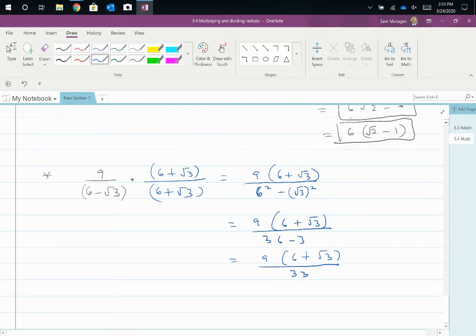And then notice that 3 into 9 goes 3 times, 3 into 33 goes 11 times. So this is 3 into 6 plus the square root of 3 divided by 11. Or you can distribute it out and get 18 plus 3 square root 3.